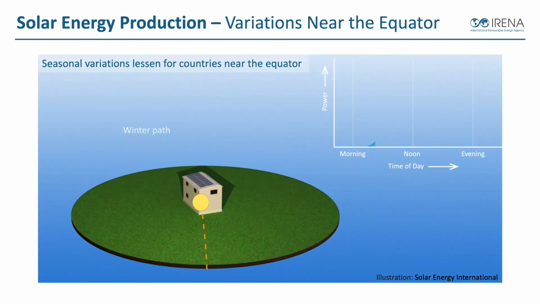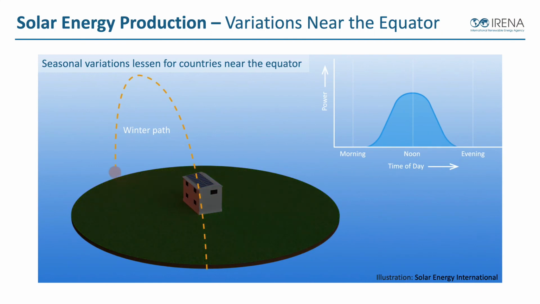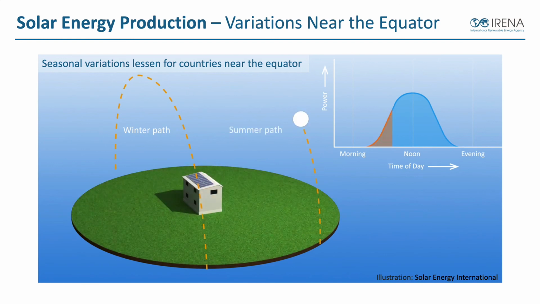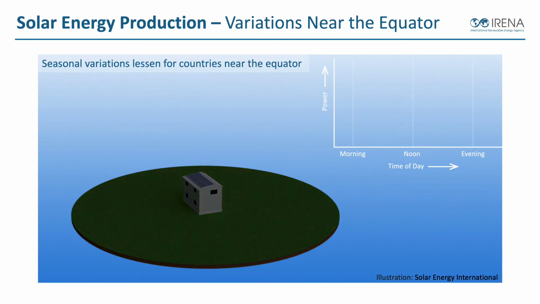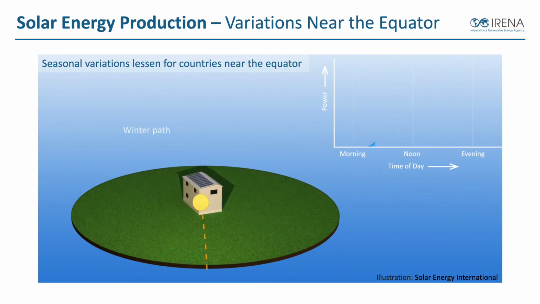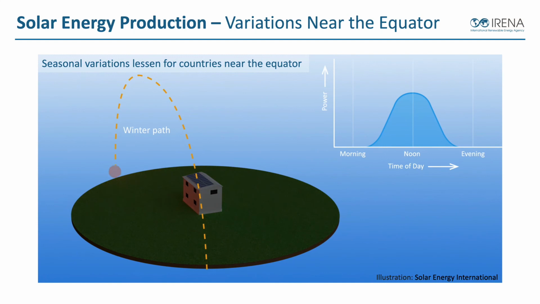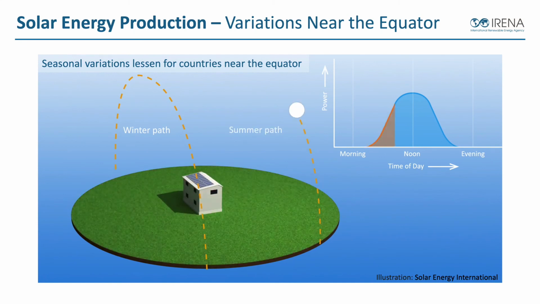Now, if we're at a location that is nearer to the equator, where we don't have a big variation between the summer path and the winter path of the sun, we could have a situation more like this, where the winter path and the summer path of the sun have relatively equivalent energy outputs. Throughout the year, near the equator, we may not get a large variation in energy output. Our monthly energy production may be, depending on other factors, very similar.